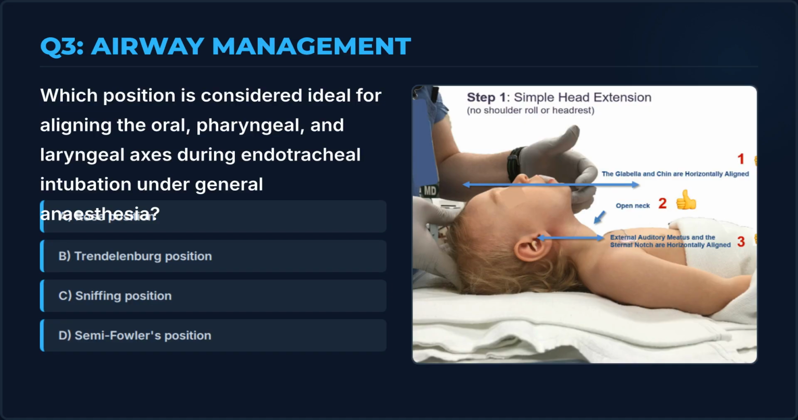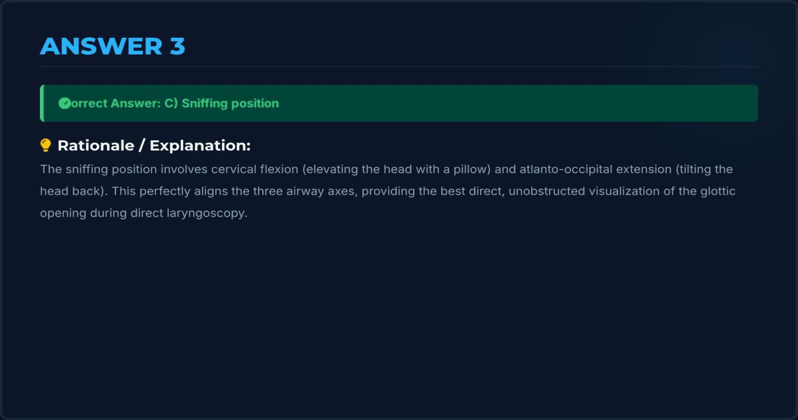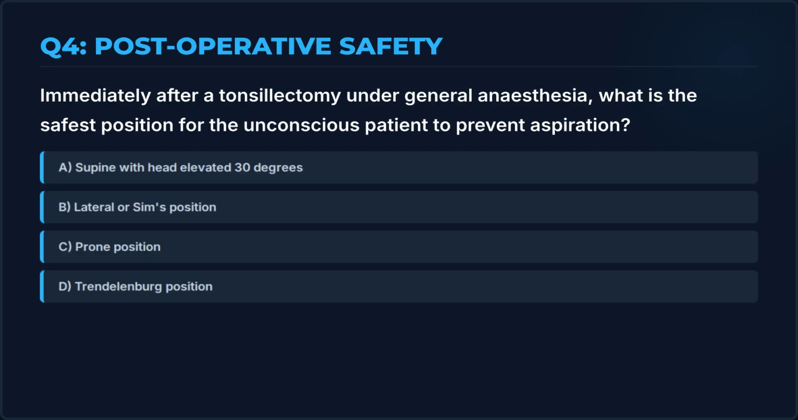Question 3. What position is ideal for aligning the oral, pharyngeal, and laryngeal axes during endotracheal intubation under general anesthesia? The correct answer is C, sniffing position. This involves cervical flexion and atlanto-occipital extension, perfectly aligning the 3 airway axes for the best direct visualization of the glottic opening during laryngoscopy.